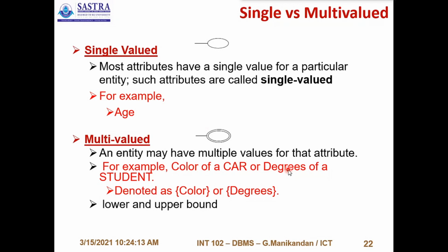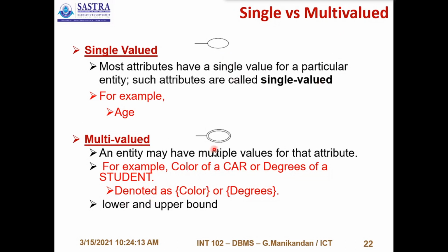Suppose I want to store the information of those who have been working for the past 10 or 20 years. I cannot say that all the employees in a company are going to have only a single degree. In some situations, they may have multiple degrees. So I need to model this degree as a multi-valued attribute.